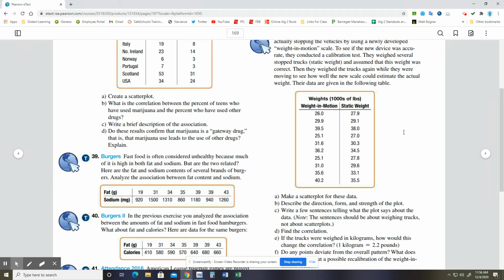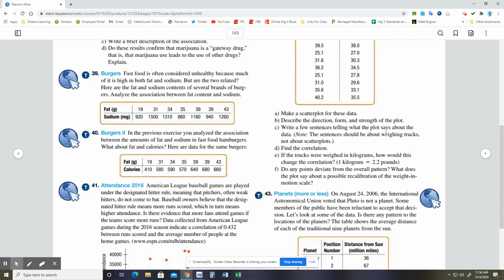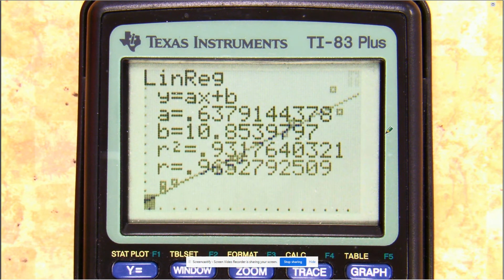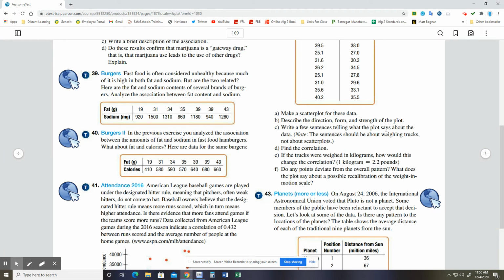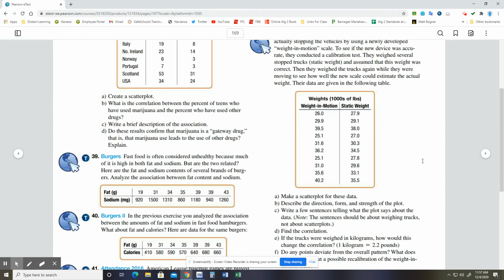D, find the correlation. Well, they're referring to the numerical value of the correlation, which we already found earlier. It was 0.965. E, if the trucks were weighed in kilograms, how would this change the correlation? Now, there was a note about correlation, which basically stated that changes in scale would not change the correlation coefficient. 1 kilogram is equal to 2.2 pounds. These are measured in thousands of pounds, of course, or something along those lines.